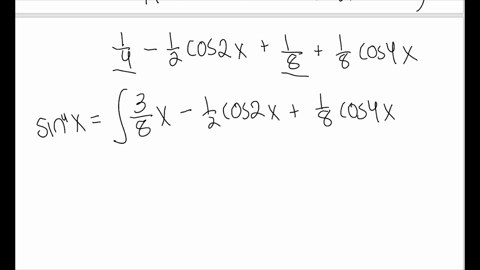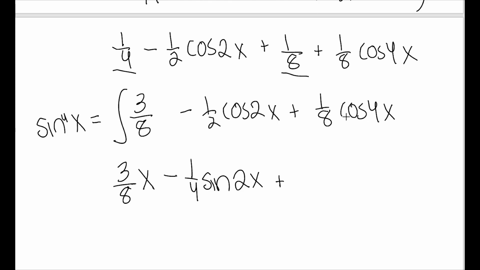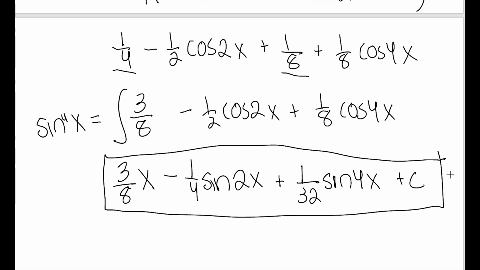Excuse me, this should have just been 3 over 8, not 3 over 8x. I guess I was integrating before they told me to. Okay, so yes, 3 over 8 integrates to 3 over 8x. Cosine becomes sine, and we divide by 2 in the front. So we have negative 1 over 4 sine of 2x. Then 1/8 divided by 4 becomes 1 over 32 sine of 4x, and here is where I add my c.